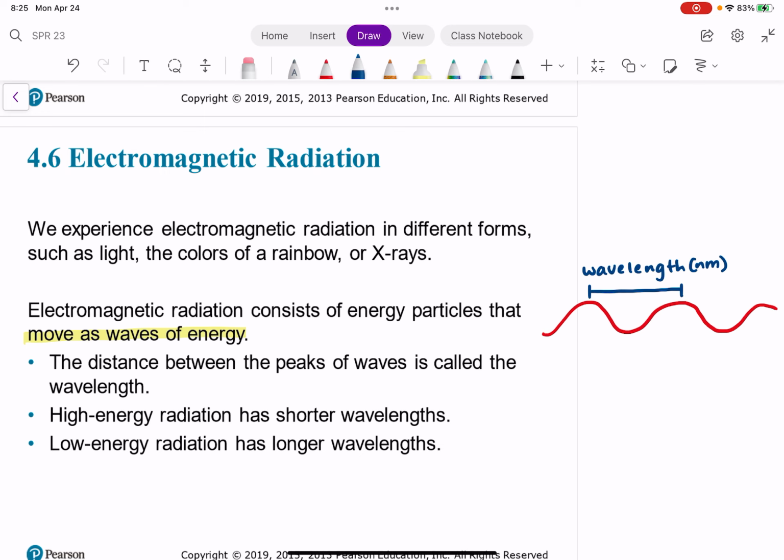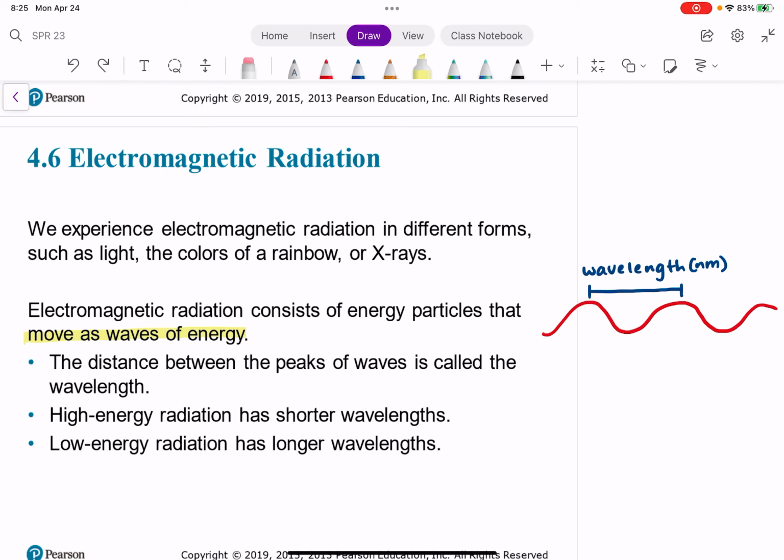You can also measure from here to here, which is called a trough, so from trough to trough. That should be the same length as peak to peak. So you can measure peak to peak or trough to trough, but you shouldn't measure from peak to trough because that would just be half a wavelength. So you don't want to do that. You want to measure a full wavelength.